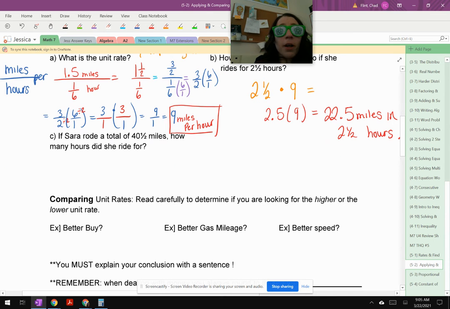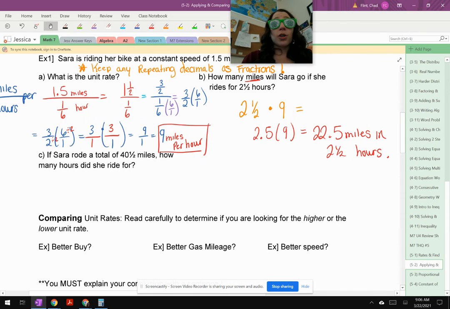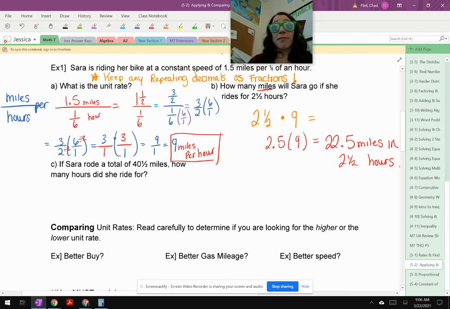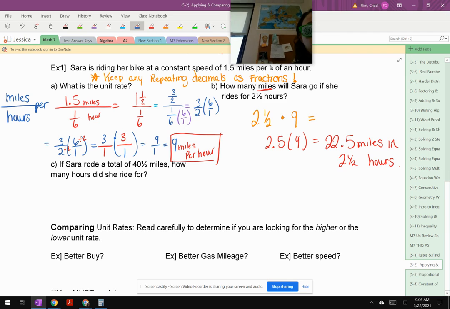Okay. So that was one type of a problem where we used multiplication with our unit rate to answer a question. Now, we're going to look at the other way here. So part C, this time, is giving me a number of miles that she rode, but asking for how many hours. So instead of using multiplication like I did in part B, I'm going to go backwards and use division to figure this out. If I'm going 9 miles each hour and I have to go 40.5 miles, that's a division problem.